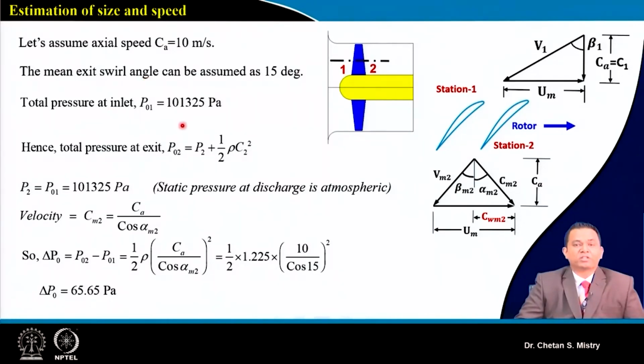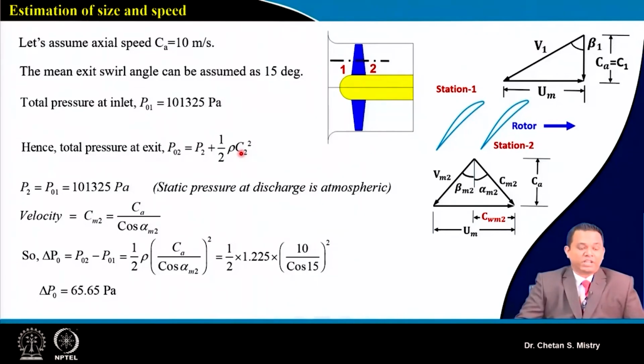Now my entry pressure is atmospheric pressure, say 101325 Pascal. What we know is that my exit total pressure we can represent in terms of my static pressure plus half rho c square. This is my exit absolute pressure that we are discussing.